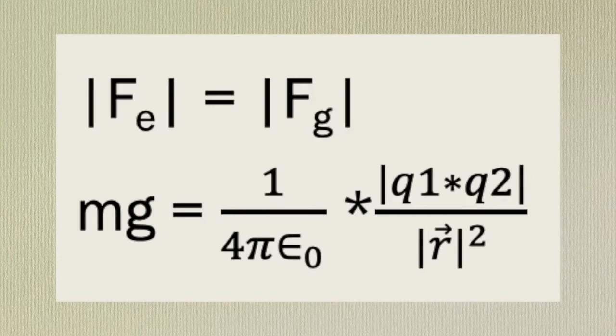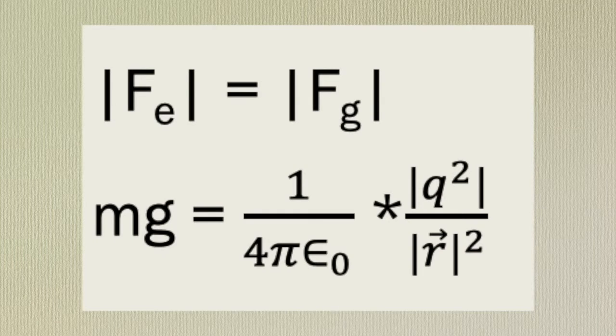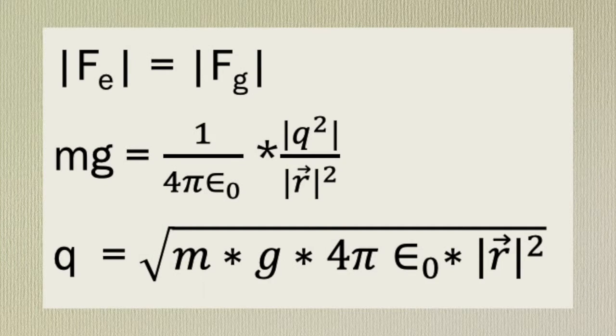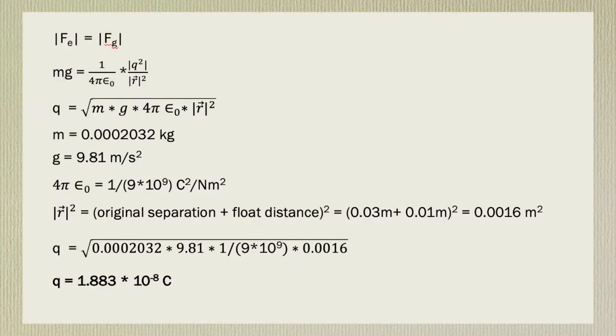By setting the equation of the magnitude of the electric force equal to the magnitude of the gravitational force, we get this. For this lab, we can make the assumption that the two pieces of tape have the same charge Q because they were charged using the same method. Once the equation is further simplified, we can get that the magnitude of the charge Q on one of the pieces of tape equals the square root of mass times gravity times 4 pi epsilon naught times the magnitude of the distance squared. The next step is to plug in all of the values that we have.